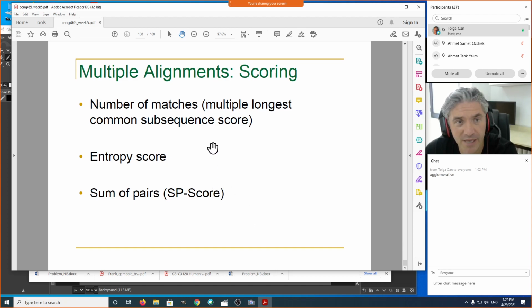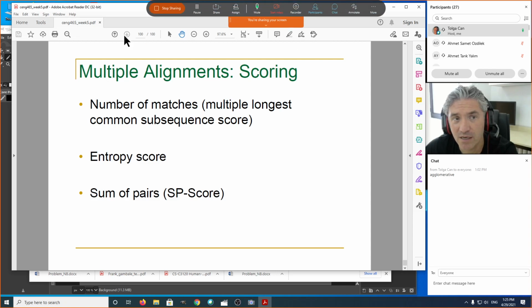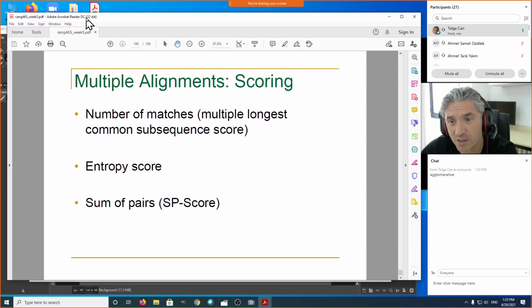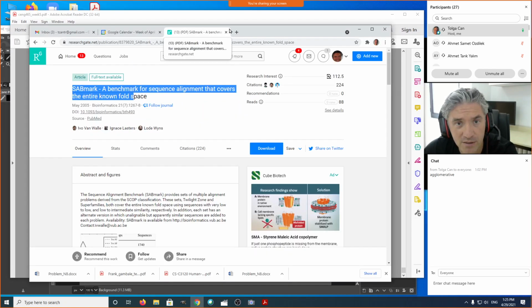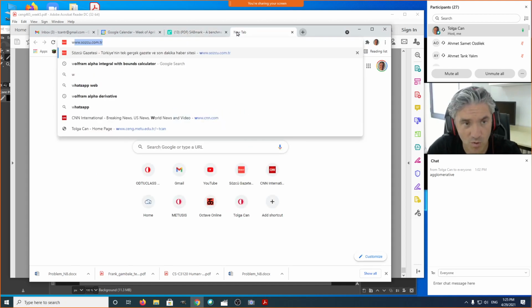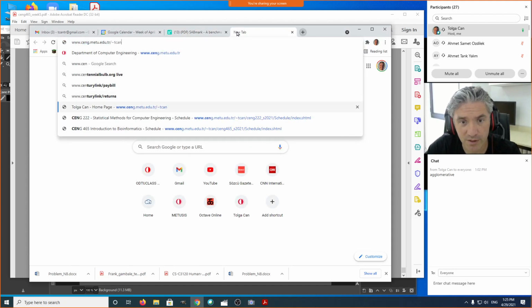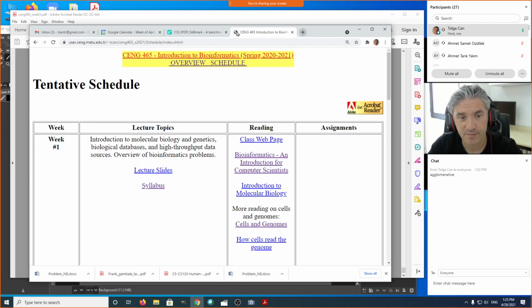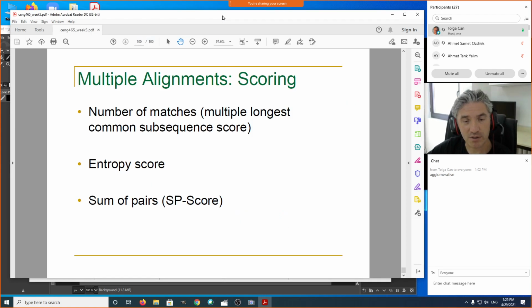And this is the end of my slides. So this concludes multiple sequence alignment. I'm going to now go over the material. Let me go to the schedule website. And I will be happy to answer any questions if you have any. But yeah, this concludes our discussion on multiple sequence alignment.